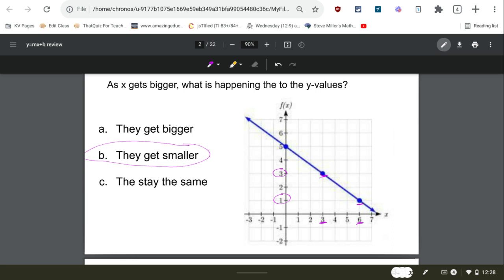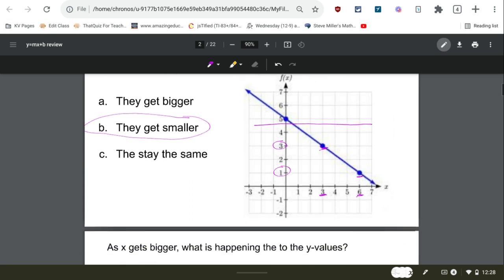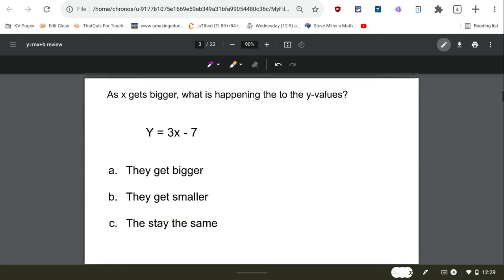If it was a positive slope, they would get bigger. If it was a zero slope line like this, the y values would be staying the same. There you go. Same thing happening here. As x gets bigger, what's happening to the y values? They are also getting bigger.